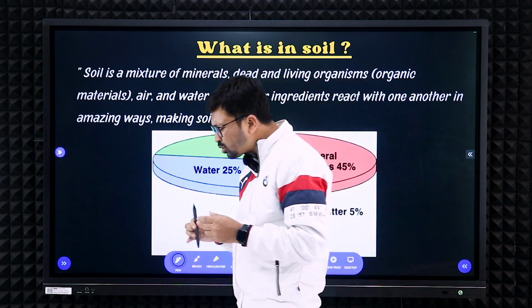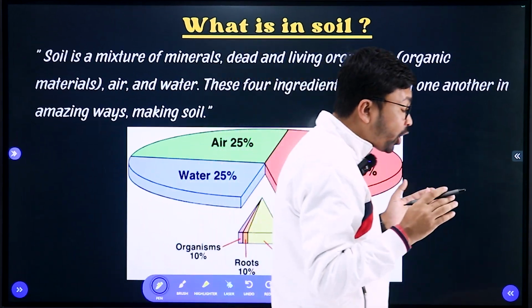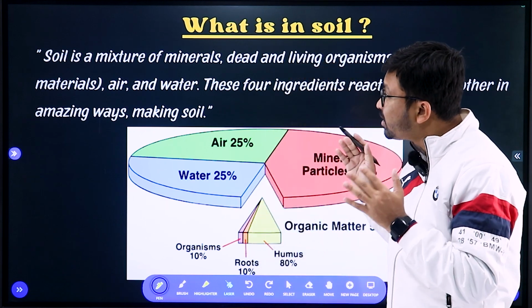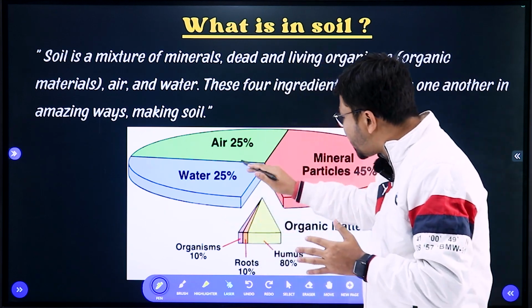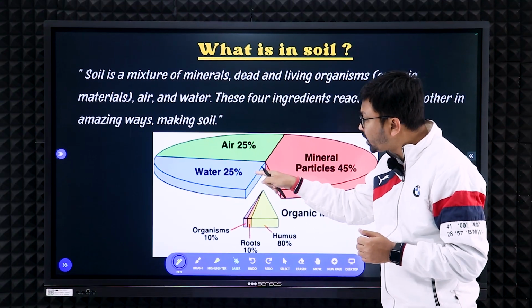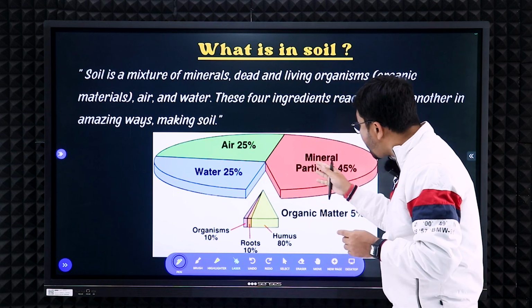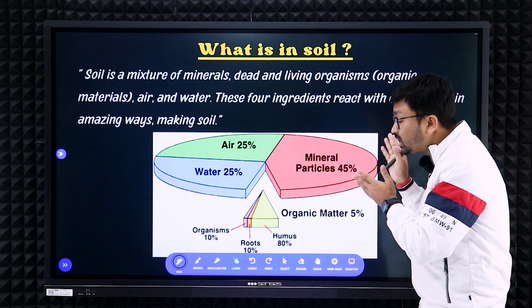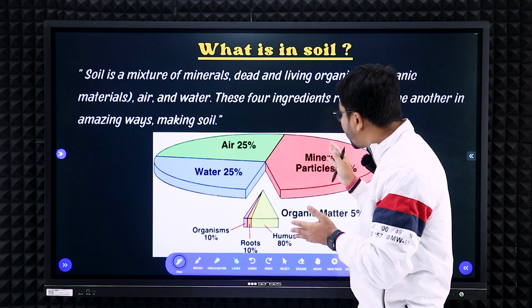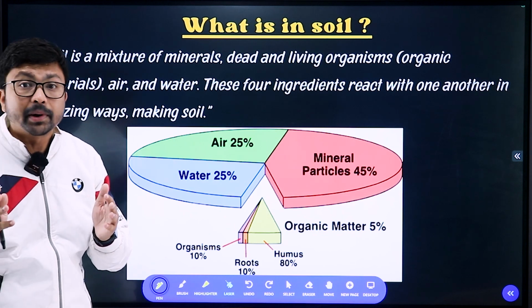What is soil? Here you can see the definition. Soil is a mixture of minerals, dead and living organisms, right? And along with that, here you can see the other components. What are the other components? That is water, 25% water is there in the soil, 25% air, and a maximum of 45% is minerals, that is rock particles. And only 5% organic materials are there.